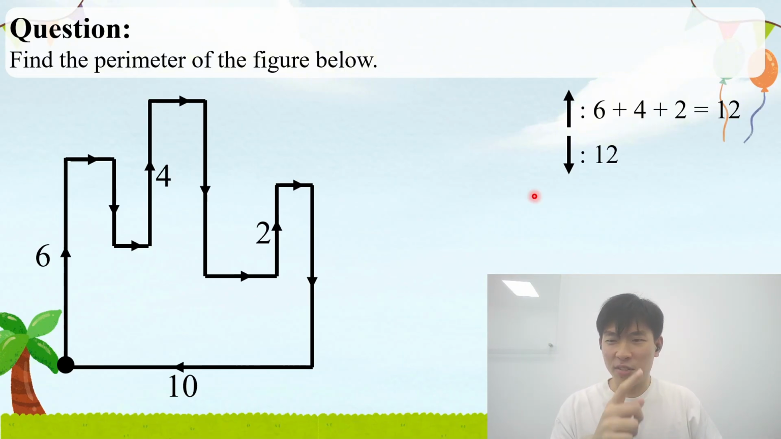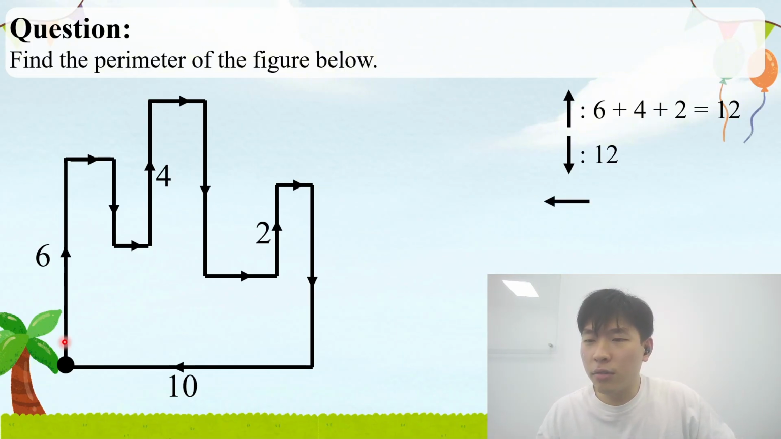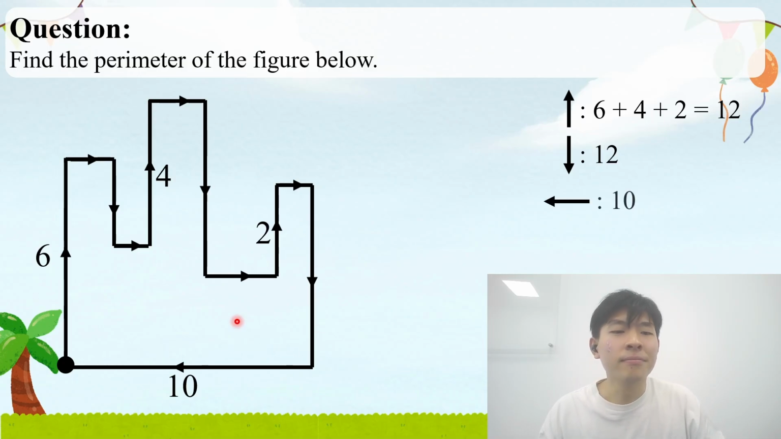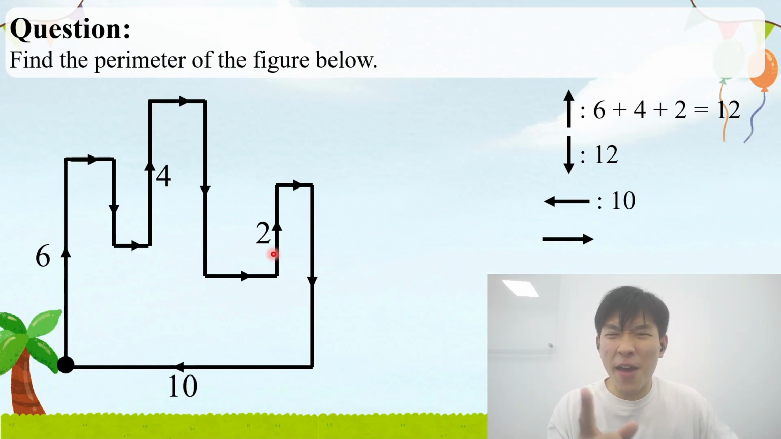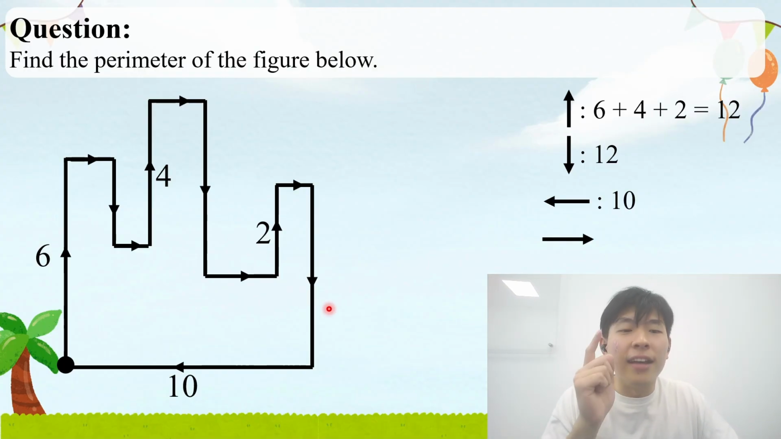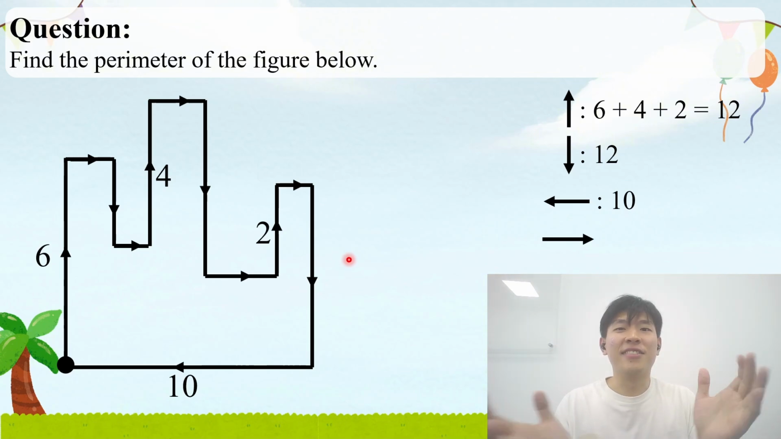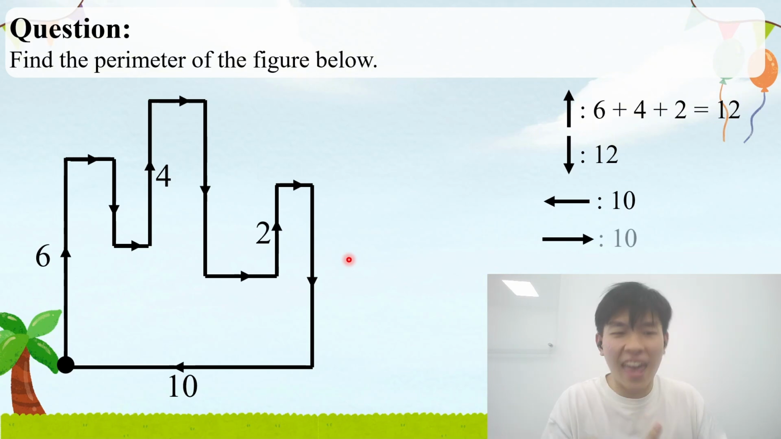Amazing. Continue, let's do the same for left. So let's look at left. Oh, here the only left will be 10 here. Now what about right? This is my right. Right, right, right, right. All I don't know. But what do I know? I know that if I'm going back to the same starting point, then left must equal right, which means that right is also 10.